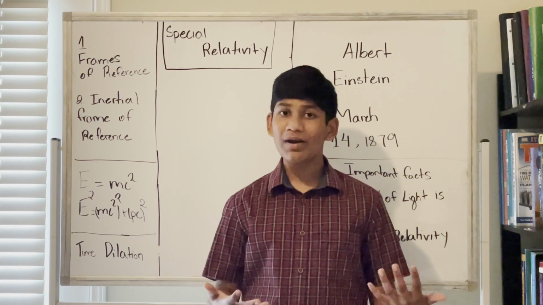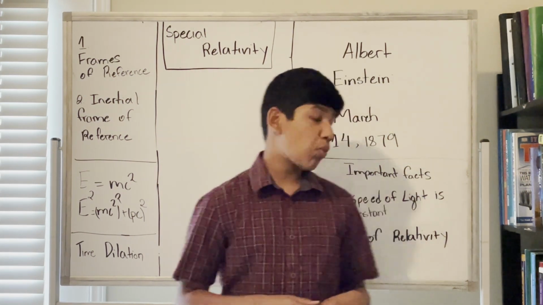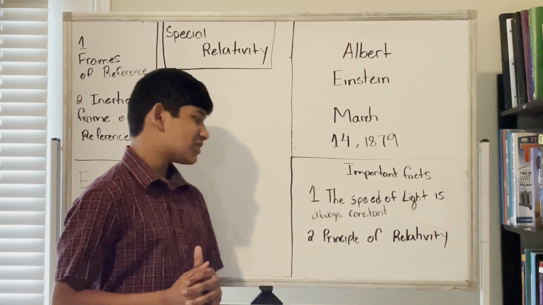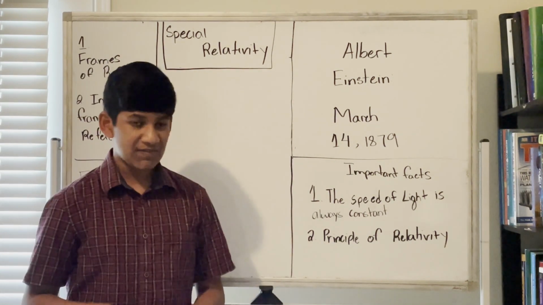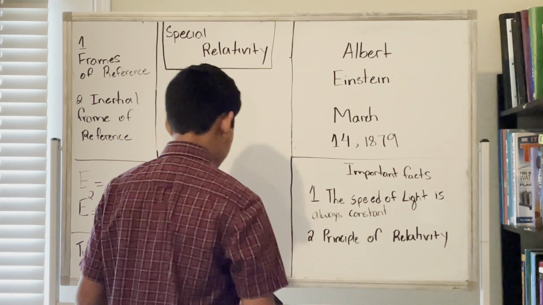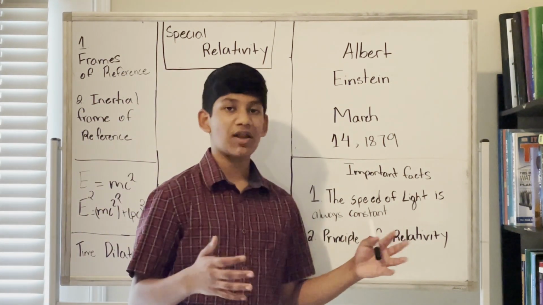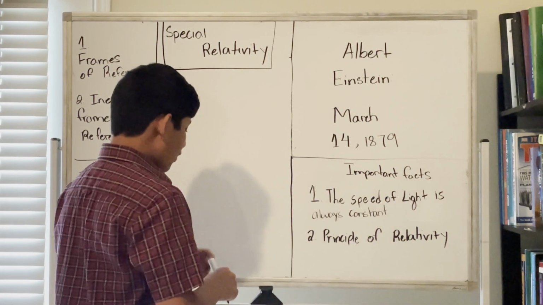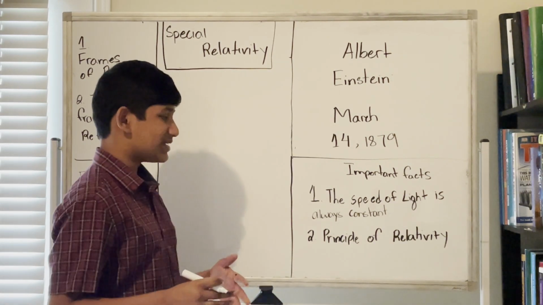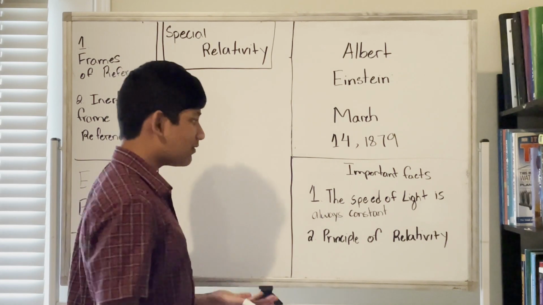To understand special relativity, we must look at two important facts. Namely, the speed of light is always constant, and the principle of relativity. So let's begin with the speed of light is always constant. Now that's a pretty obvious fact, but back then there was a lot of debate. So, why is the speed of light always being constant very important to the theory of special relativity?